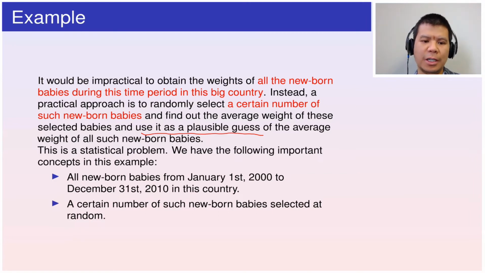objects in this set. And contrary to that, we also have another set, a certain number of such newborn babies selected at random. So this is a sample. We are going to discuss that. In statistics, we do have some basic terms to represent this. Let's see what they are.